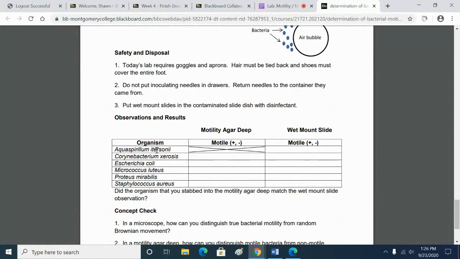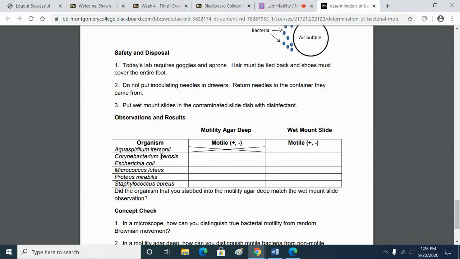So Aquaspirillum petersonii, this is an organism which is actually very highly motile, but not in motility agar. It won't even grow at all. So even though it's very highly motile, we don't test it in the agar because it just doesn't work. Now, Corynebacterium xerosis is a sticky, clumpy organism. So would you expect it to be motile? Nope, and it is not. It's kind of sticky the same way that Mycobacterium is sticky. Although they're different organisms, they're still kind of sticky and clumpy.